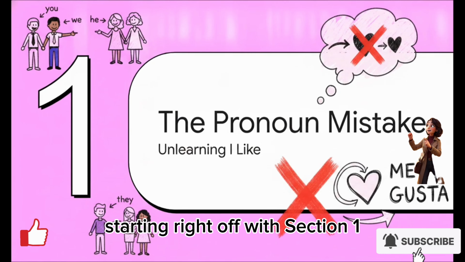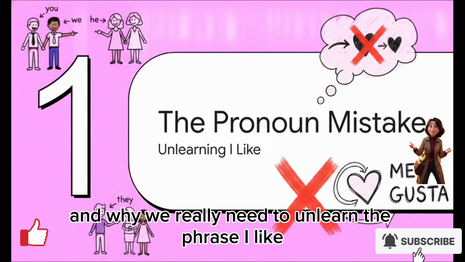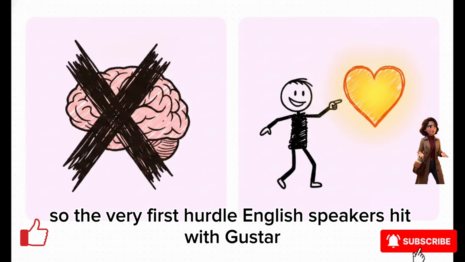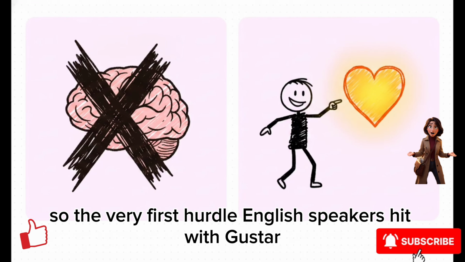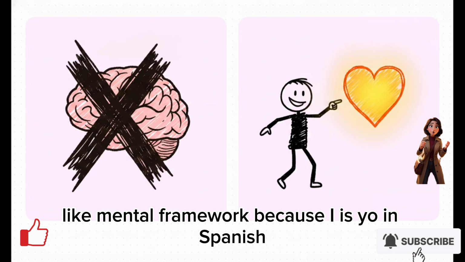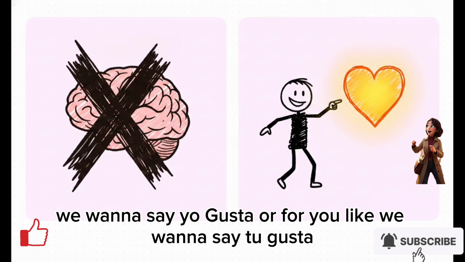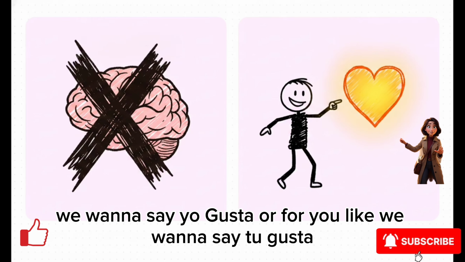Starting right off with section 1, the big pronoun mistake, and why we really need to unlearn the phrase "I like." So, the very first hurdle English speakers hit with gustar is that you have to completely ditch the "I like" mental framework. Because "I" is "yo" in Spanish, our brains automatically lean on that English instinct, right? We want to say "yo gusta." Or for "you like," we want to say "tú gusta."